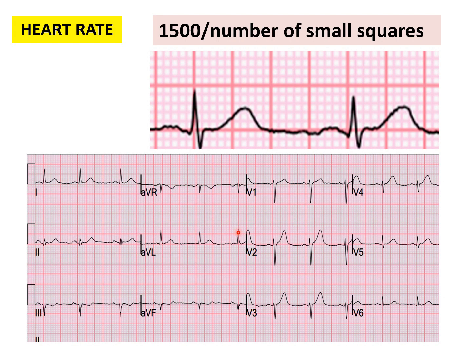So here also you can consider 1500 divided by the total number of small squares. It will be around 70 or 72. So this is the heart rate in this method.